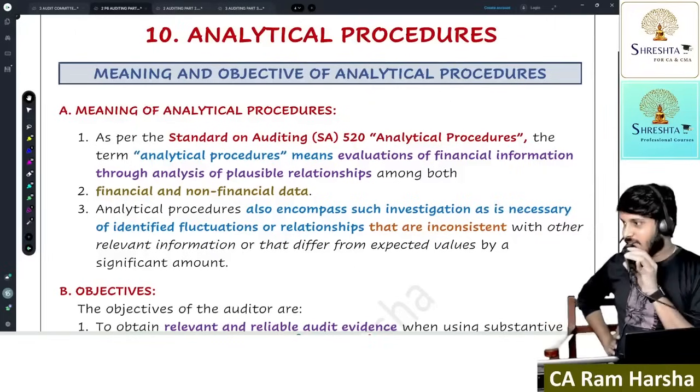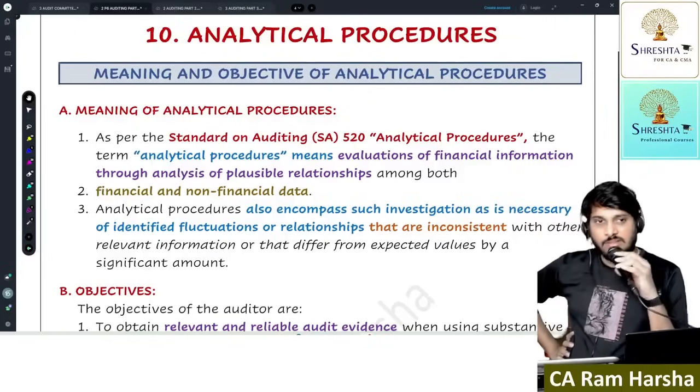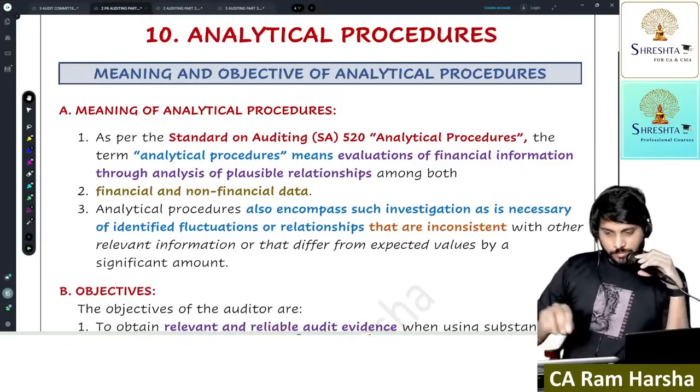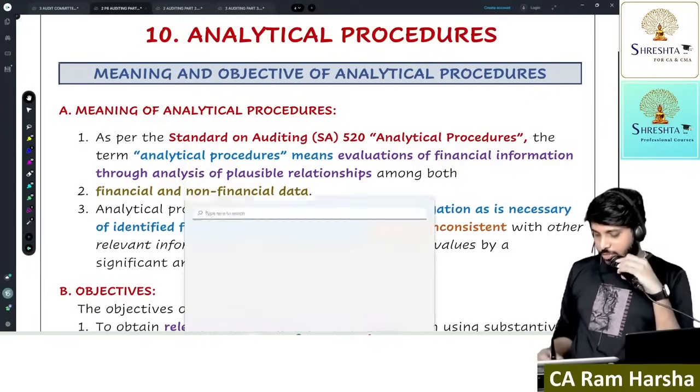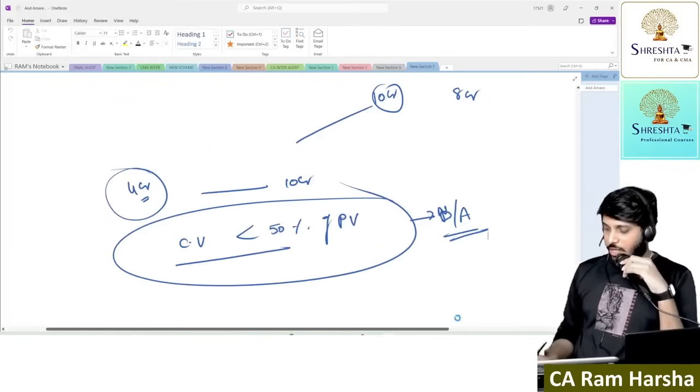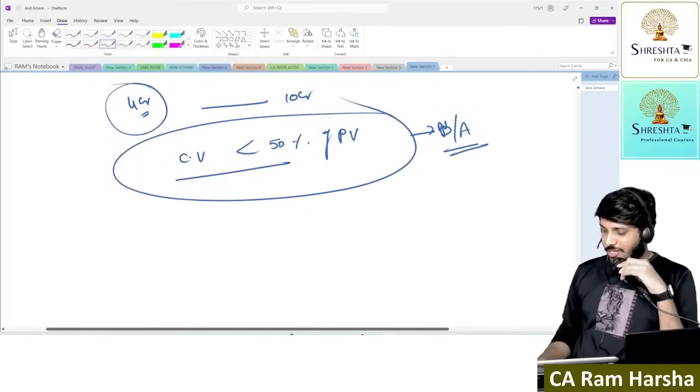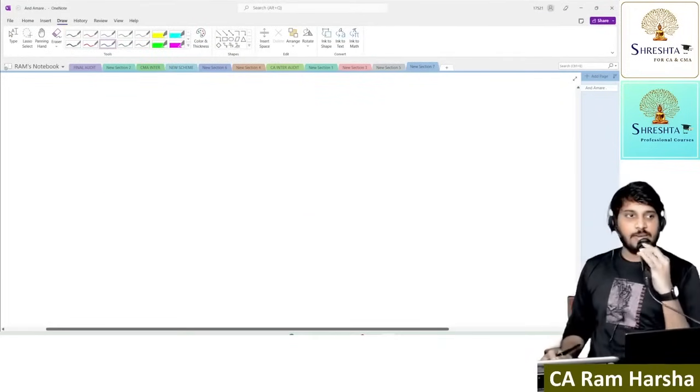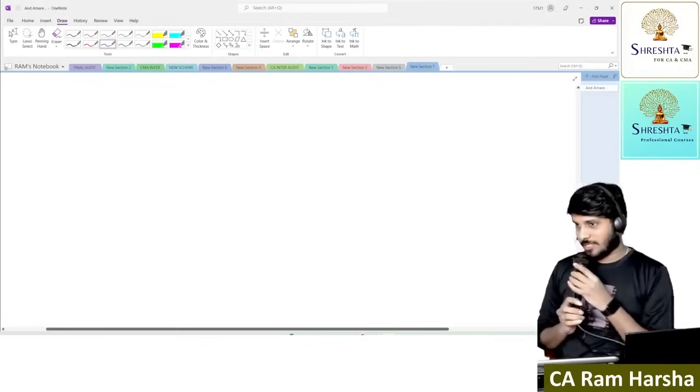What is this analytical procedure exactly? First of all, this analytical procedure you will come across at two places. In the audit subject, you will come across mainly the analytical procedure introduction at two places.